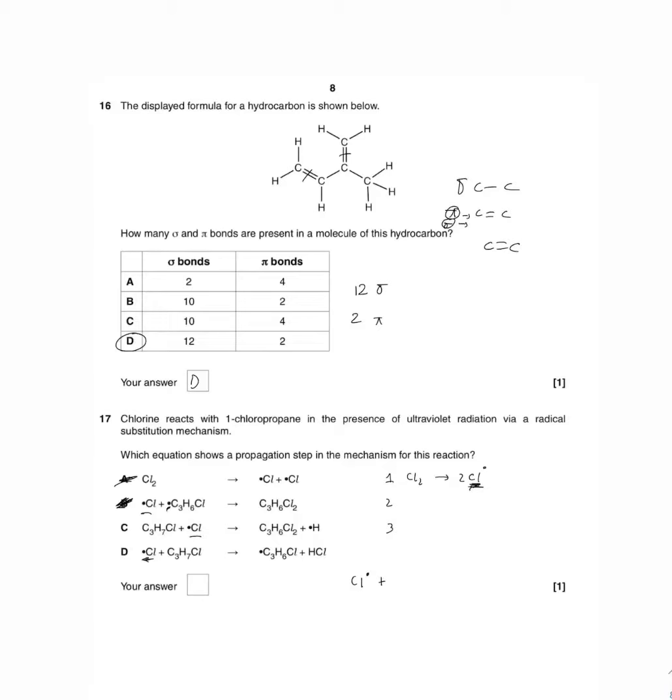So cancel B and cancel A, and it's either between C or D. So you look at the answers now. You should know, as a rule of thumb, with these reactions, a hydrogen free radical would never be formed. And so D would be the answer.